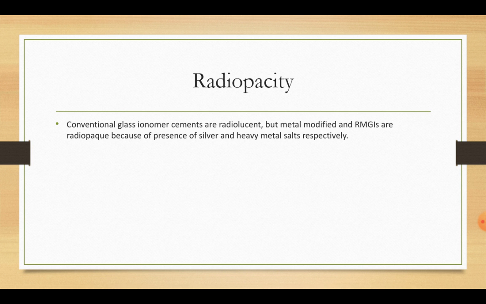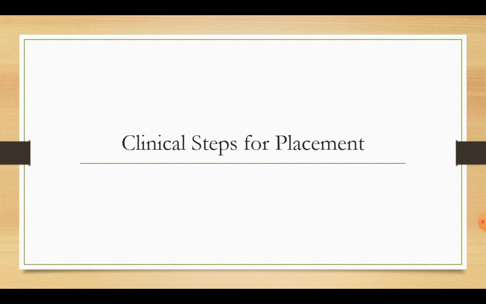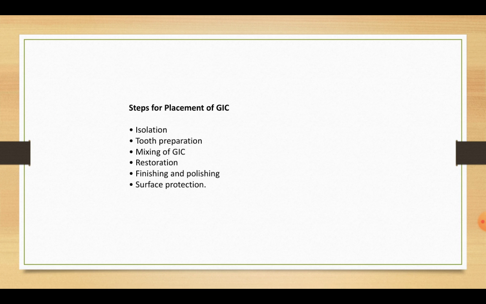Now coming to radio opacity, conventional glass ionomer cements are radiolucent, but metal modified and resin modified glass ionomers are radio opaque because of the presence of silver and heavy metal salts respectively. Now we will be coming to the clinical steps for placement. The steps are: number 1, isolation; number 2, tooth preparation; number 3, mixing; number 4, restoration; number 5, finishing and polishing; and then finally number 6, surface protection.